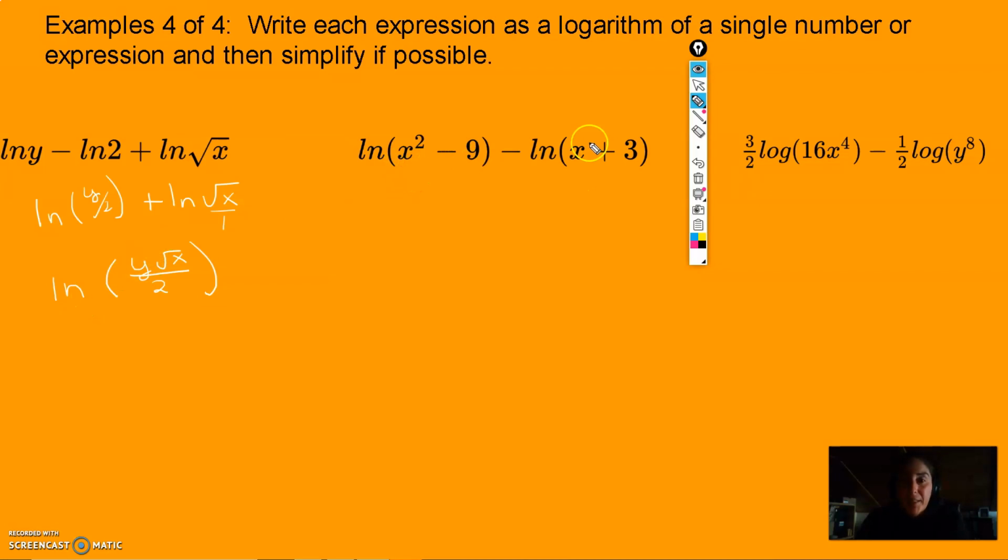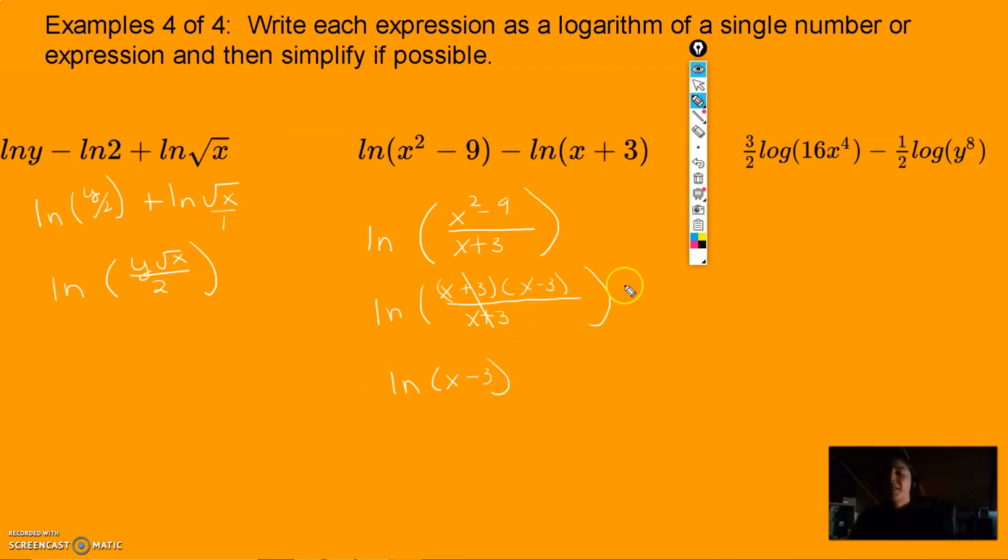Let's put these guys together now as a single logarithm. So we're subtracting, which in our properties turns into division. So it's always the first over the second. Okay, now can we simplify this? Yes, we can, because it factors. X squared minus 9 is x plus 3 times x minus 3, over x plus 3. Hey, those guys will cancel. So this whole thing is actually just going to turn into ln of x minus 3. And we're done.